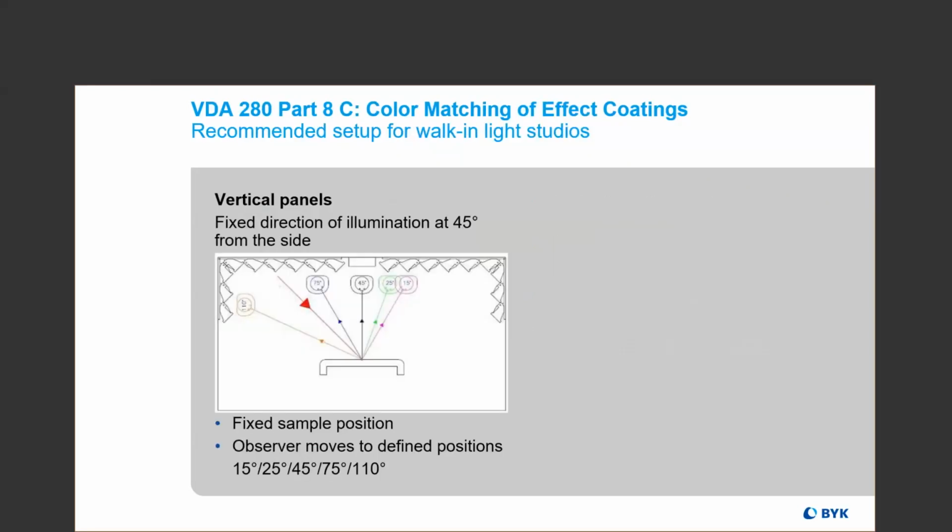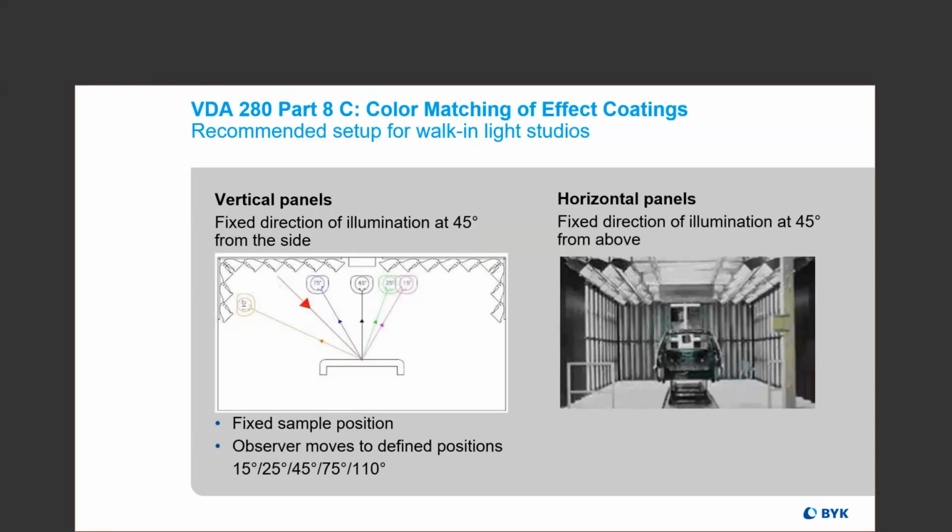So here we have another view, a diagram of one of these light rooms. For vertical panels like doors, there's illumination coming from the sides of the room. And for horizontal panels like, say, the hood, there's illumination coming from above. So for each type of surface, you still get that direct 45-degree illumination. And so in each case, the observer can position themselves at different locations around that room in order to be at the desired viewing angle. This is all clearly described in that VDA 280 Part 8C method.